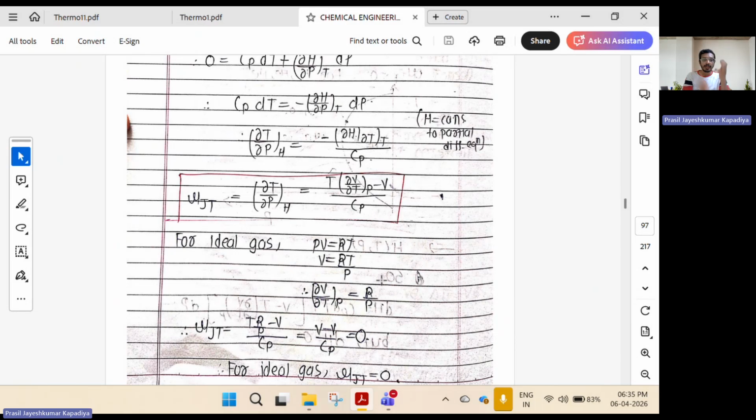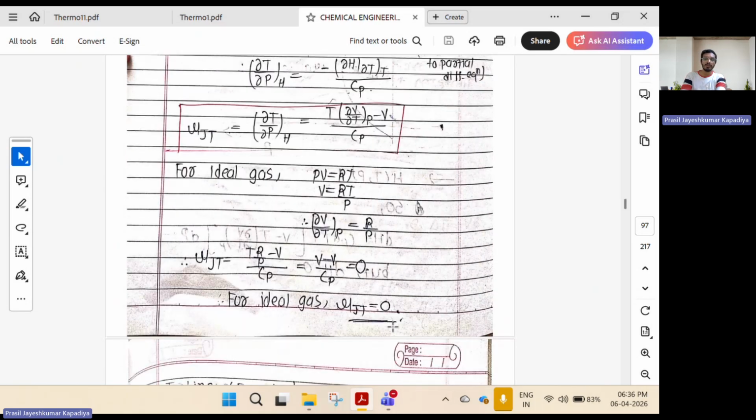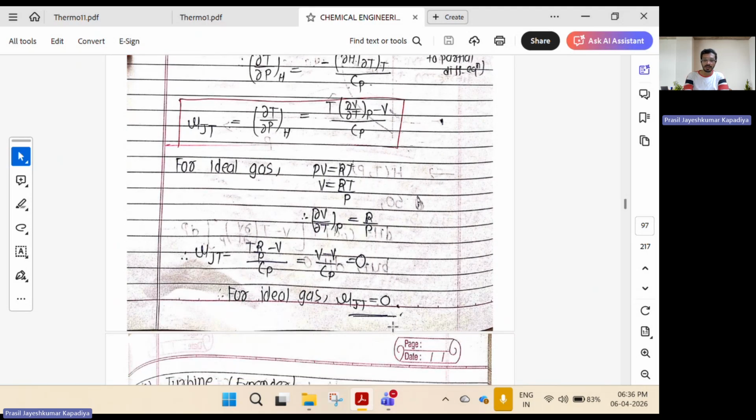So what is it going to be for ideal gas? For ideal gas, PV is equal to RT. Correct. So V is equal to RT by P. So del V del T at constant pressure: I'm differentiating with respect to temperature, keeping pressure constant. So R by P is constant, differentiation of temperature is 1, so we are left with the R by P term. So mu JT, the Joule-Thomson coefficient, is equal to T into R by P minus V, all divided by Cp. What is RT by P for ideal gas? RT by P for ideal gas is V. So V minus V by Cp, that is going to be 0. So that's why the Joule-Thomson coefficient is equal to 0 for ideal gas.